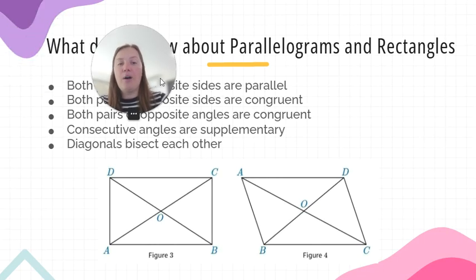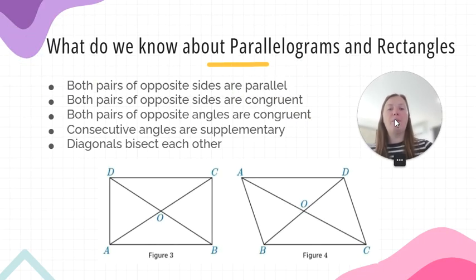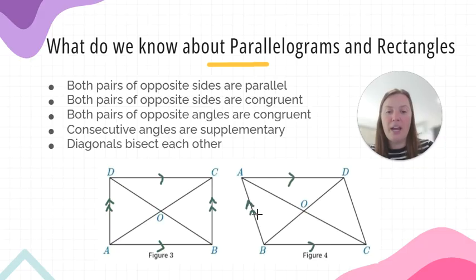Now, what does that mean that we know about parallelograms and rectangles? We know that opposite sides are parallel, so we have AB congruent to DC, and DA congruent to CB, and then the same thing here. We have our parallel sides: opposite sides are parallel.